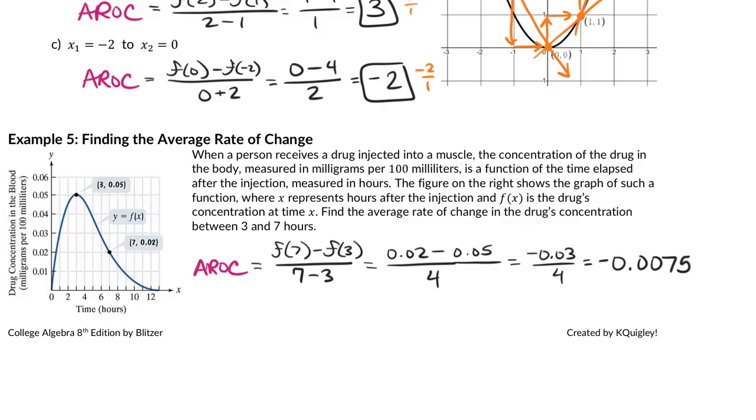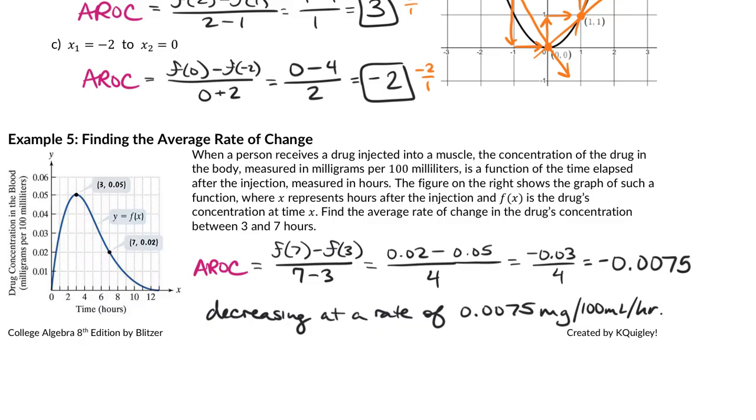So let's interpret this back into something that makes sense in this context. We would say that between 3 and 7, the concentration in the bloodstream is decreasing at a rate of 0.0075 milligrams per 100 milliliters per hour. Units are crazy when it comes to medical.